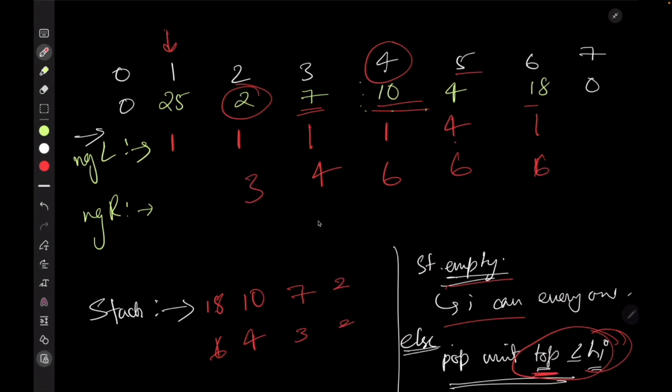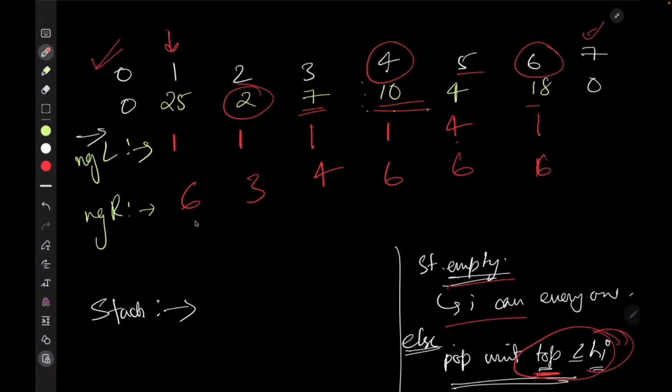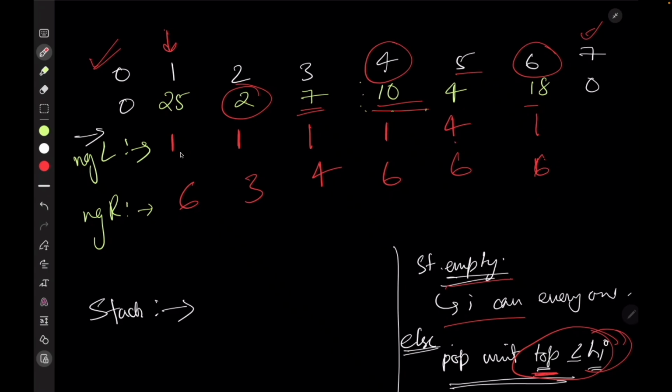Similarly, 25 is greater than 2, 2 will be popped. 25 is greater than 7, 10, 18, everyone. So if the stack is empty, we will assign it the last person, which is 6. Now, why did we have these 0 indices? We are assigning the next greater left and right in terms of indices only.